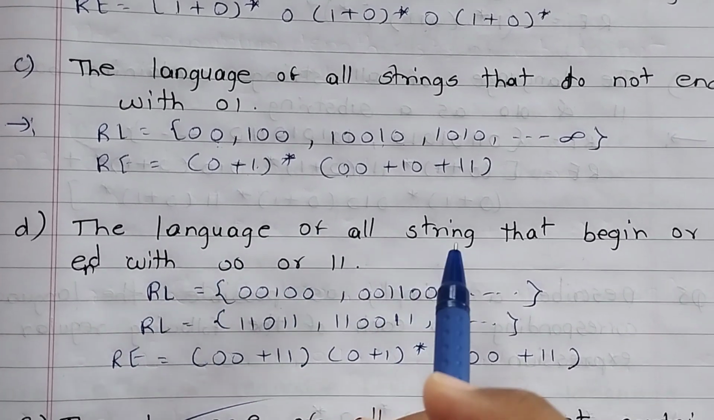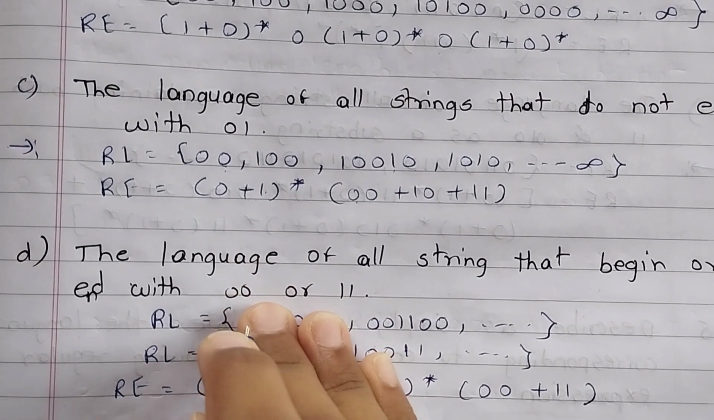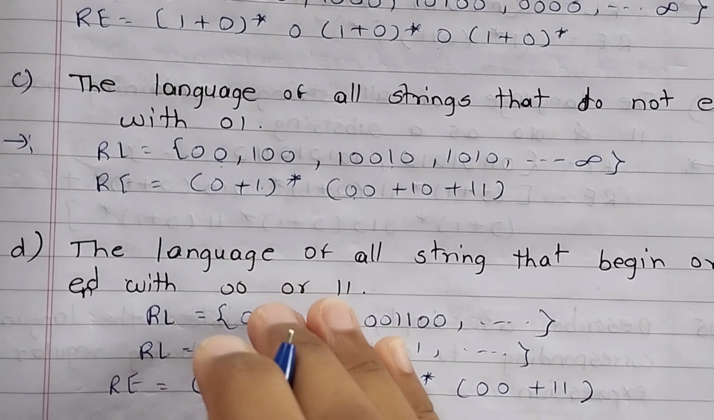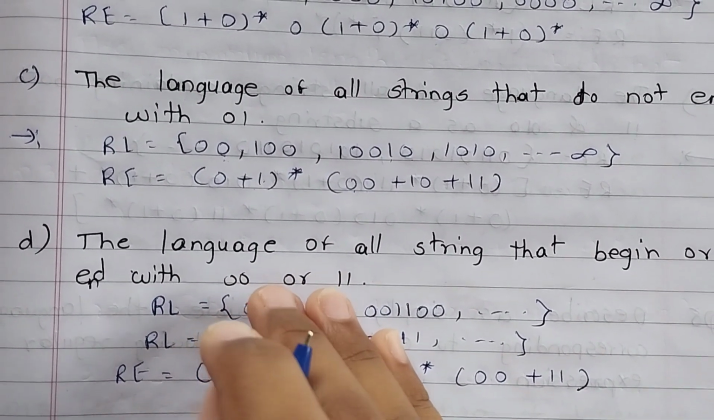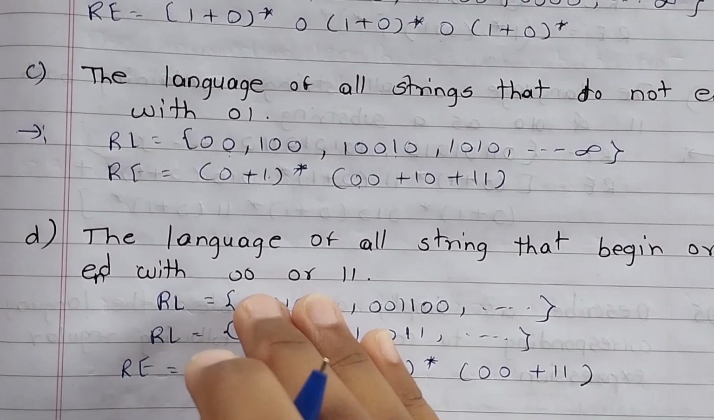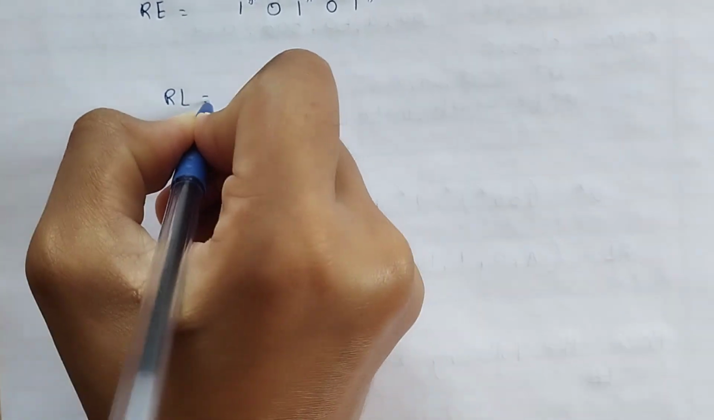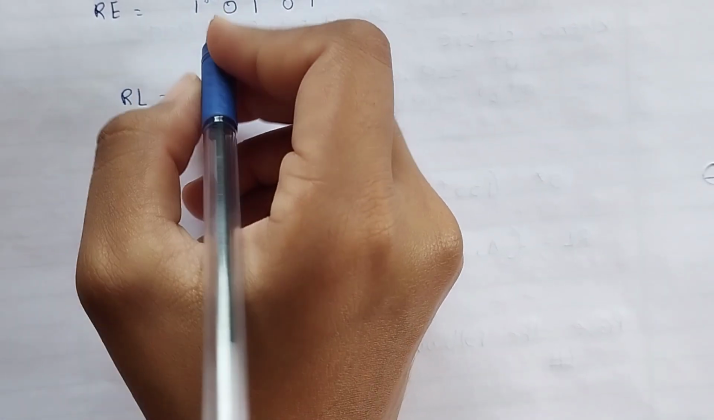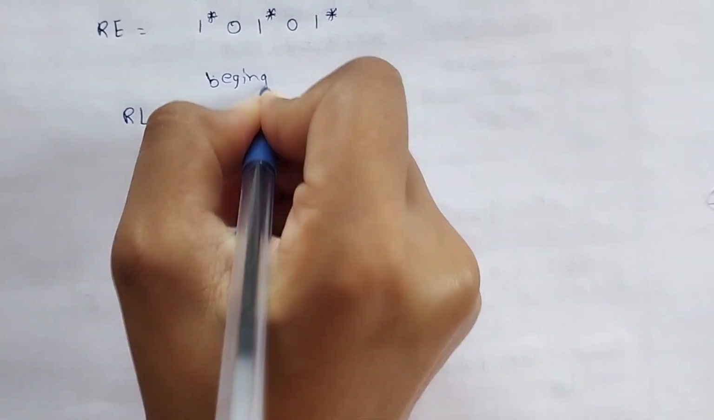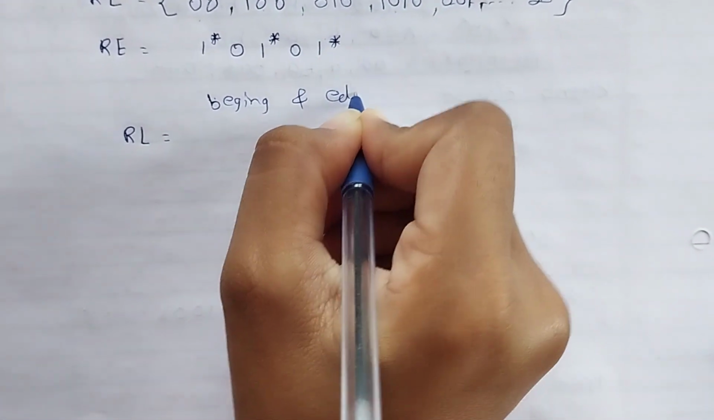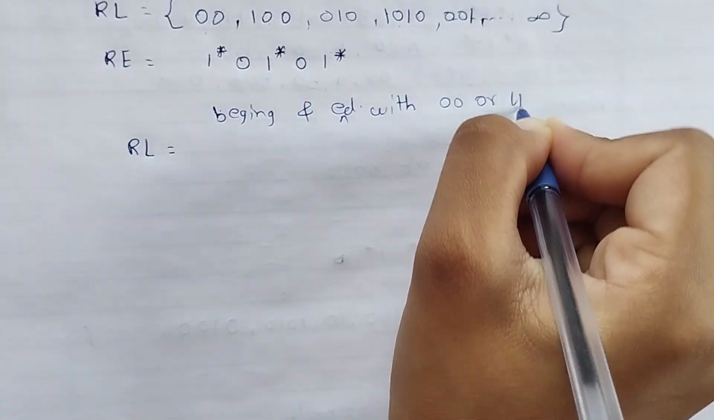The next question: the language of all strings that begin and end with 00 or 11. This one we solve on our own, so you get some idea. If there is any confusion in your mind, then we solve it. So let's solve it on another page. We write the regular language first. As the statement says, the string begins and ends with 00 or 11.